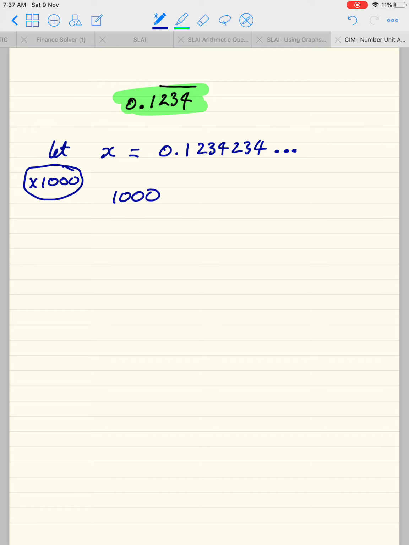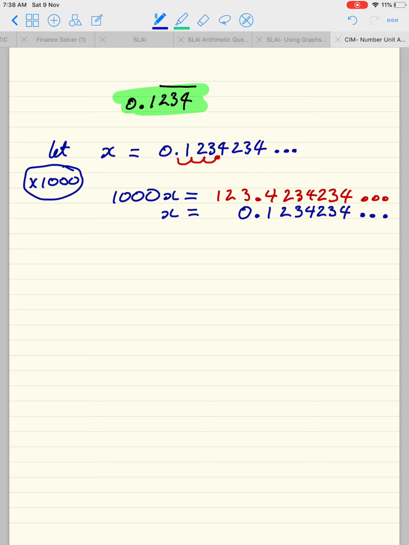So we've got 1000x. Okay, now I've got to be careful with the working out here. Let me just see. 1, 2, 3. Okay, so it'll be there. 123.42342344 and so on. Okay, so now then write down the x again. X equals, and make sure you line up the units with the units. 0.1234234. Okay, so that's the most important part, trying to line things up very carefully. Right, now do the subtraction.